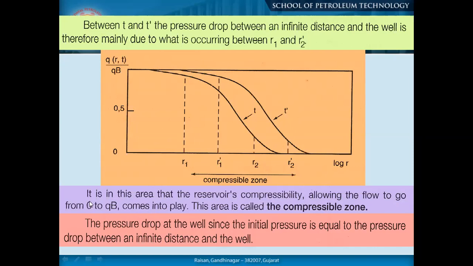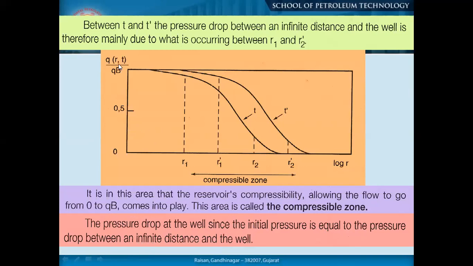So what is happening? It is in this area that the reservoir compressibility allows the flow to go from 0 to QB. So you can understand, in this compressible area, the reservoir compressibility allowing the flow to go from 0 to QB comes into play. So this area is the compressible zone. So the pressure drop at the well, since the initial pressure, is equal to the pressure drop between an infinite distance and the well. So what is the concept?